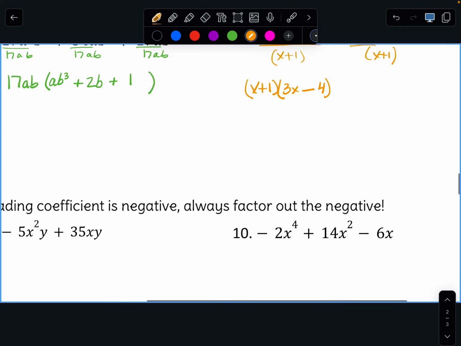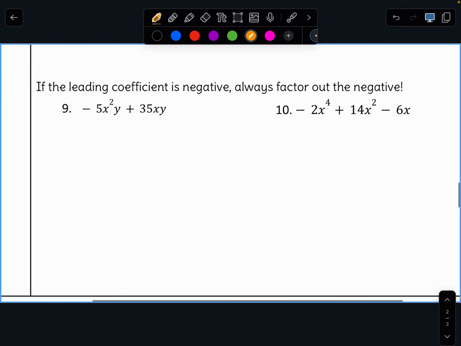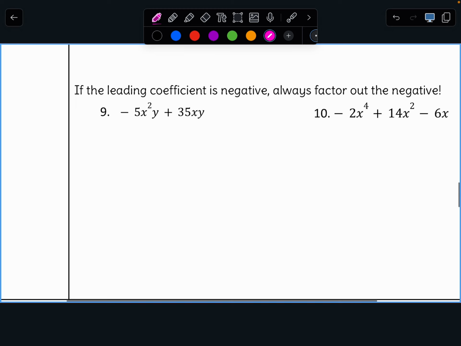All right. Last kind, because we just want to make life a little harder. If the leading coefficient has a negative, I want to pull that out. So when we look at the last couple, what goes into 5 and 35? What's the greatest common factor? 5.